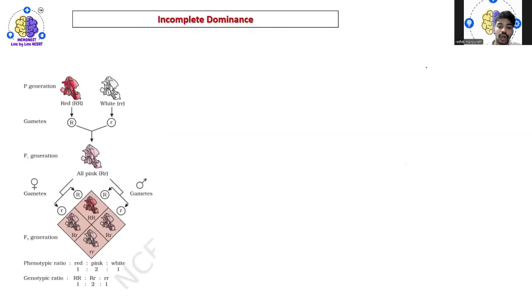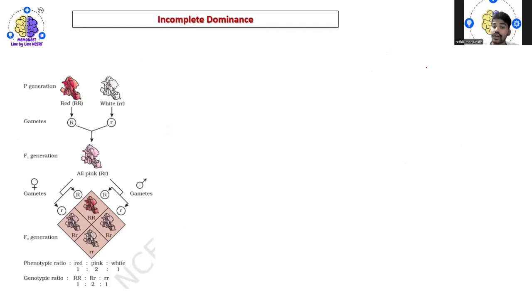So there comes the law of independent assortment. What does this law actually define? When an experiment was repeated using other traits, it was found that something in the F1 had a phenotype that did not resemble either of the two parents, but was in between the two.